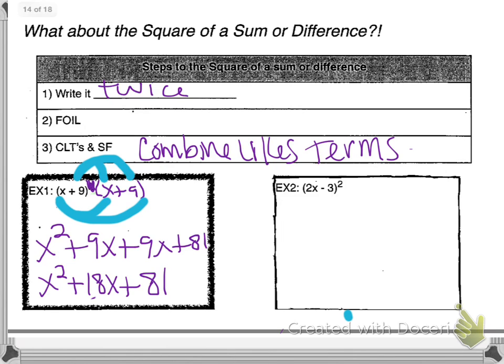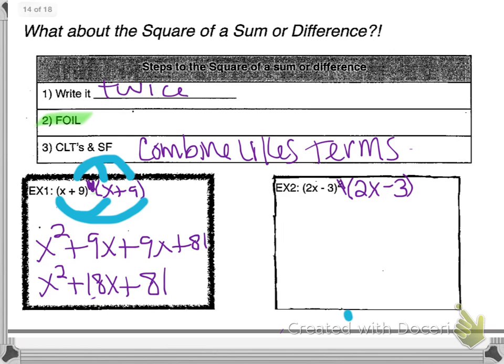Okay. So let's look at our second example over here. Again, we want to write it twice because that helps us remember to FOIL. So I'm going to get rid of the square and put another set of parentheses with the same thing, 2x minus 3. Okay. And then it's a matter of step 2, which is to FOIL.